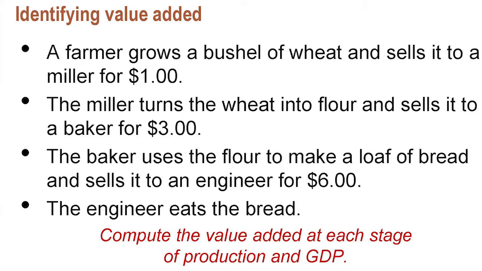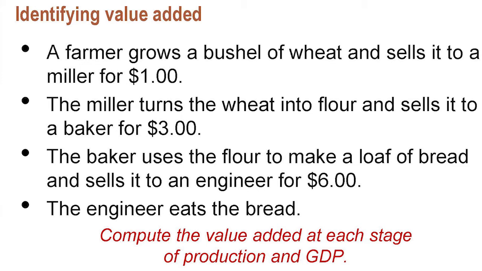In this example, we see that a farmer grows a bushel of wheat and sells it to a miller for $1. The miller turns the wheat into flour and sells it to a baker for $3. The baker uses flour to make a loaf of bread and sells it to an engineer for $6. Do we care that the engineer is an engineer?